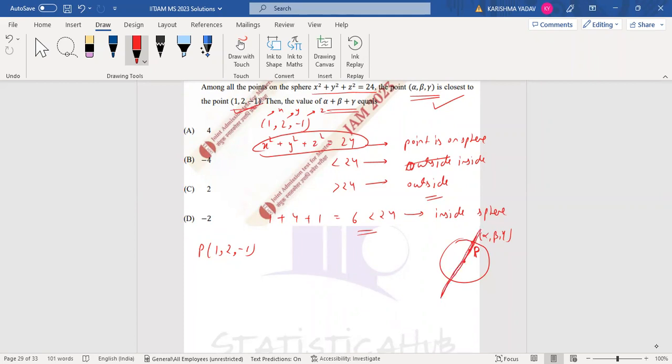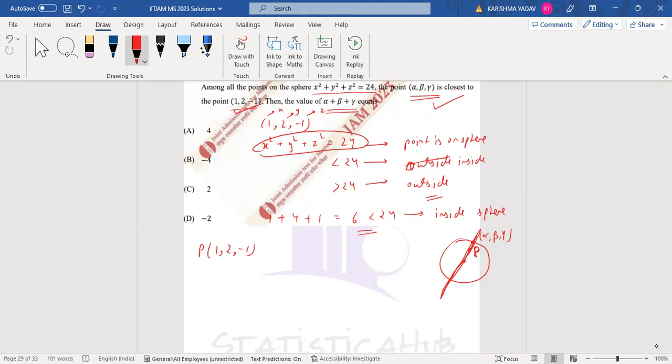If you look at the 3D diagram, I have a sphere and a line drawn from the point P to the center of the sphere, and there is a point alpha, beta, gamma which is closest to the point P. So the closest point on the sphere is located on the line passing through the center and the point P, right?